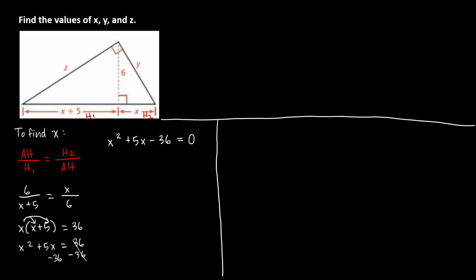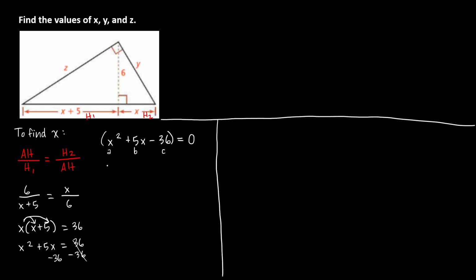So you could either use the quadratic formula here. Remember, this is A, B, and C in your quadratic formula. Or you can use the sum product method for factoring this equation. So I'm asking myself, what two numbers add to be positive 5 and multiply to be negative 36?